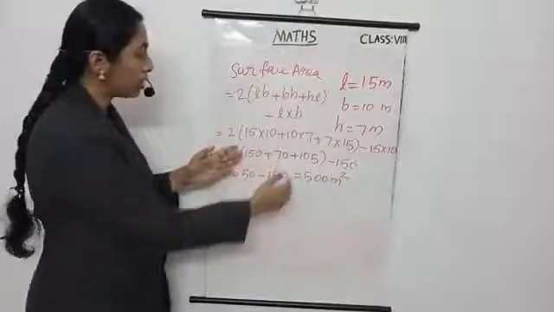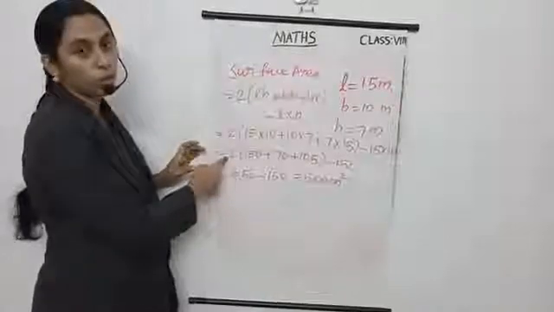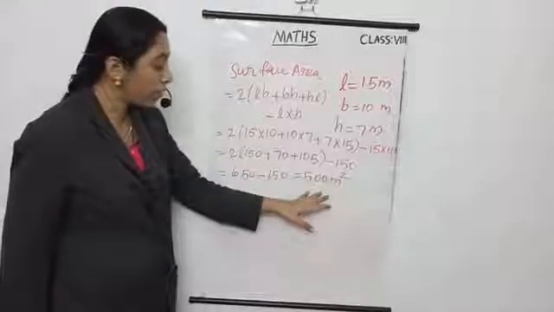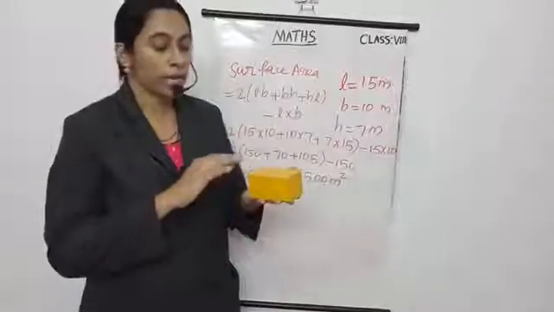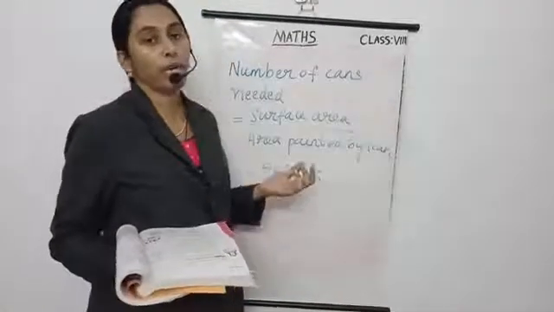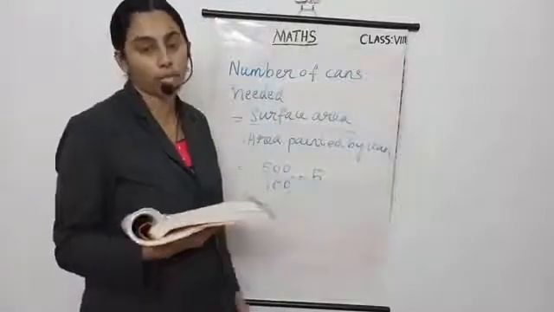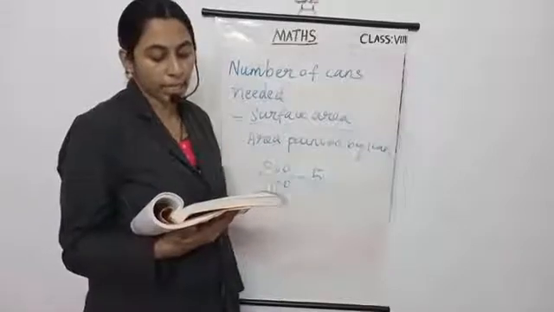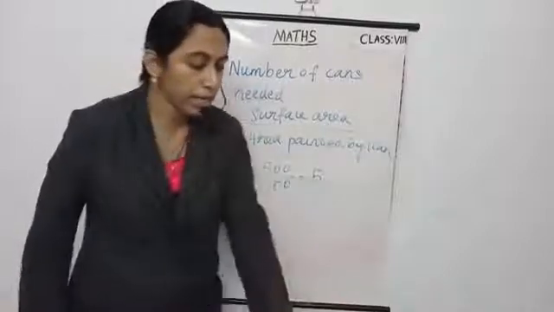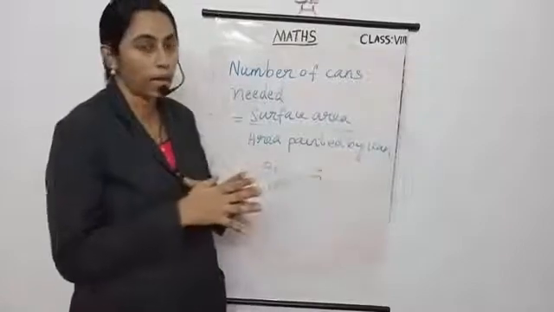Okay. Now add this and multiply with 2, we get 650 minus 150. After subtraction we get 500 meter square. So the surface area of that hall is equal to 500 meter square. Next we need to find the number of cans needed for painting the walls. Okay. So from each can of paint, 100 meter square of area is painted. With each can of paint, we can paint 100 meter square area.